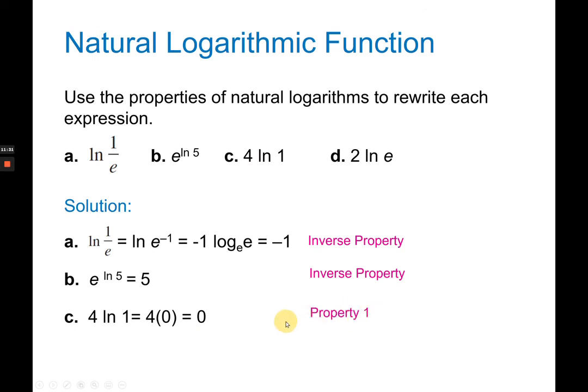Okay. Next, how about 2 times ln e? Remember, logarithm base e of e is equal to 1. So you would expect the answer is 2, because ln e, which is logarithm base e of e, becomes 1, times 2 is equal to 2. Just remember, ln is logarithm base e.